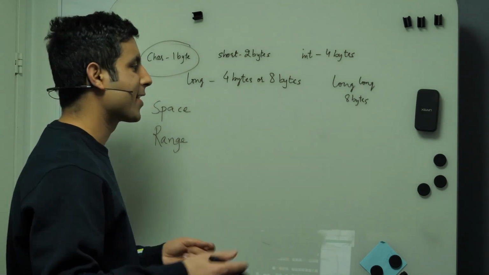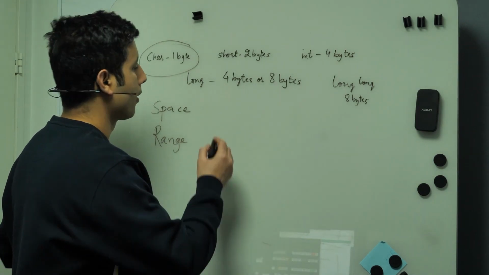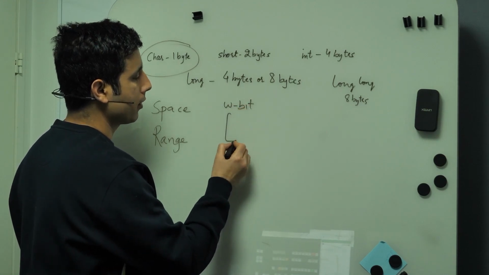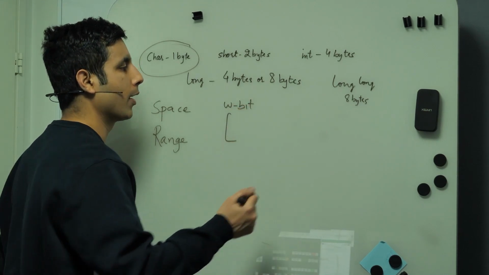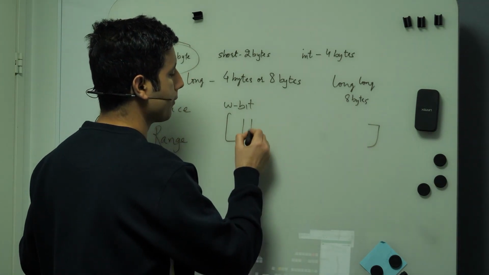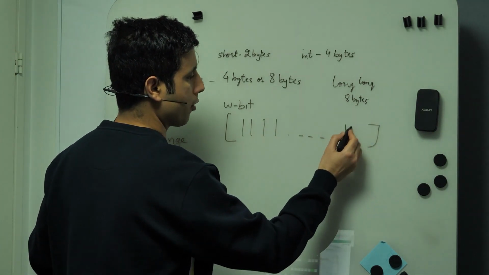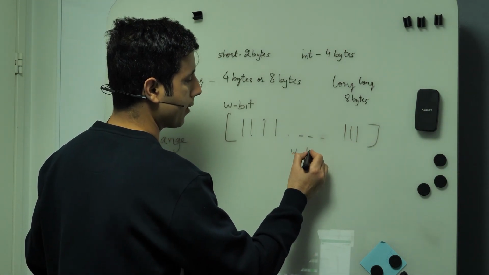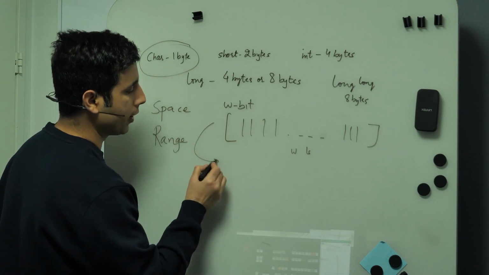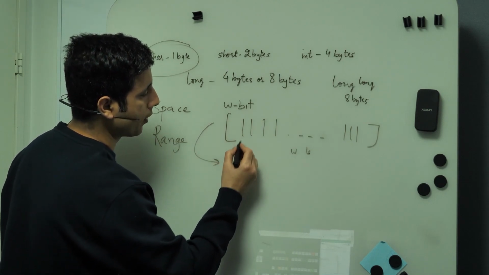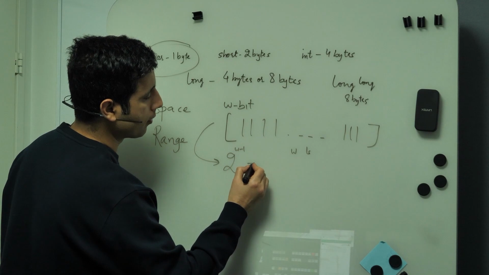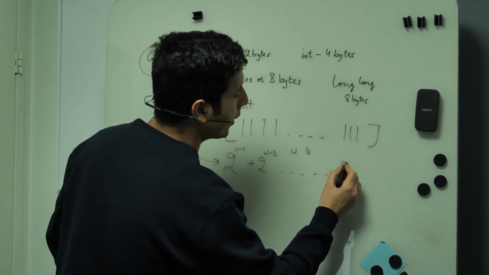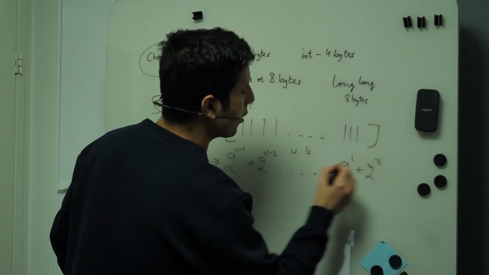Let's now generalize it a bit. And let's see if we have a W-bit data type, what could be the highest value? The highest value could be all ones, right? So this will have W ones. Now the value here would be 2 raised power W minus 1 plus 2 raised power W minus 2, and go on till 2 raised power 1 plus 2 raised power 0.